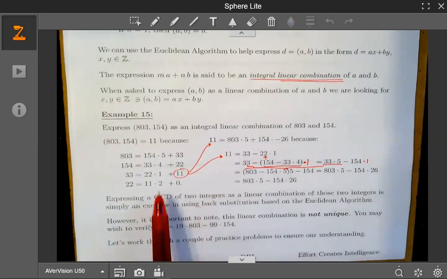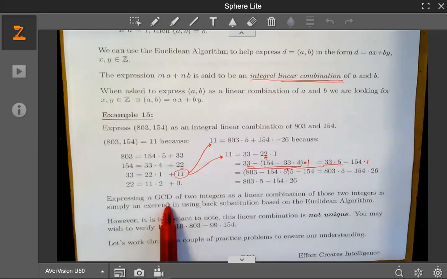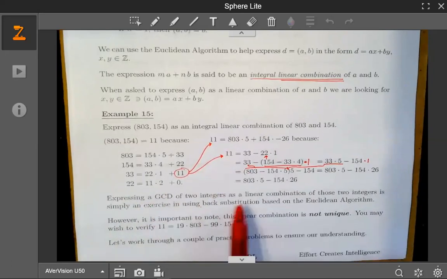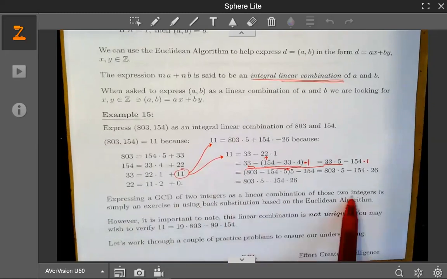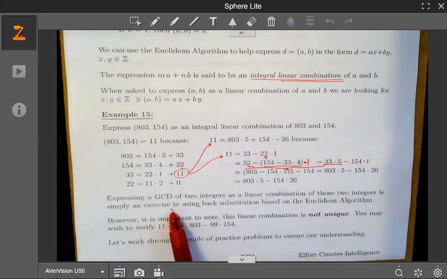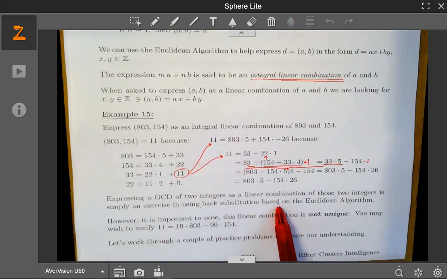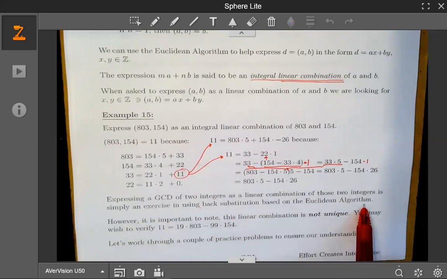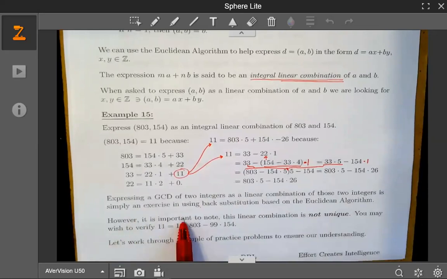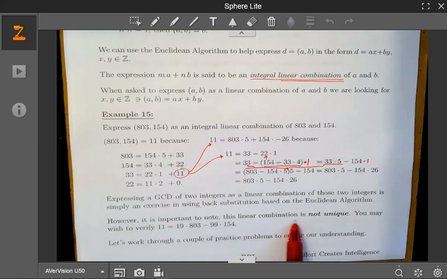So expressing the greatest common divisor of two integers as a linear combination of those two integers is simply an exercise in using back substitution based on the Euclidean algorithm. However, it is important to note that this linear combination is not unique.